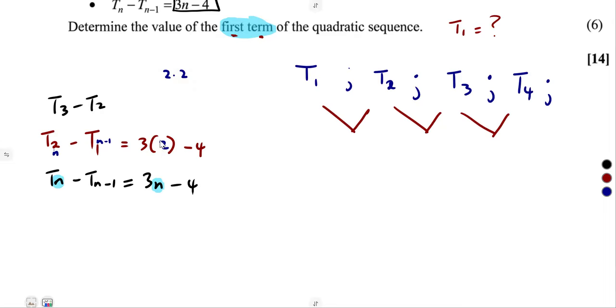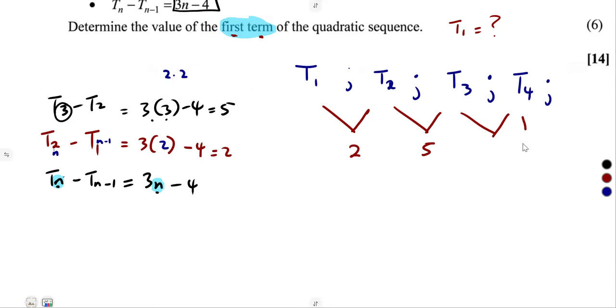3 times 2 is 6, and 6 minus 4 is 2. Or you can just use your calculator. So T2 minus T1 has the value 2 from the formula. The same with T3 minus T2. What is the value of n? Our n is 3, so we substitute 3 in place of n: 3 times 3 minus 4, that's 9 minus 4, which gives us 5.